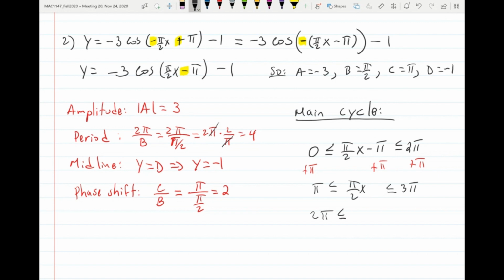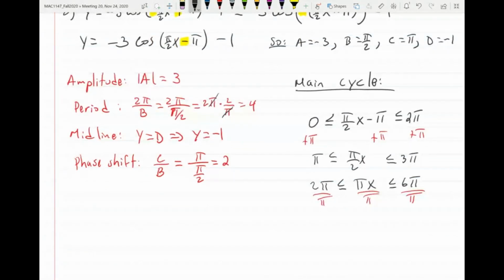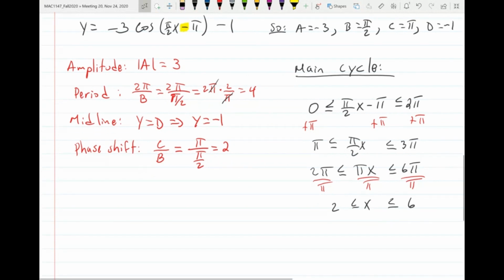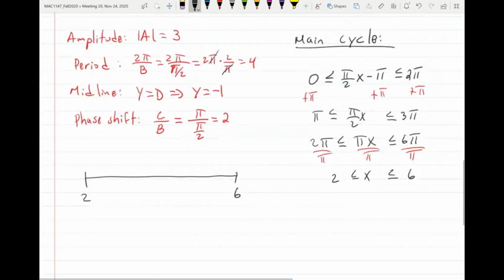So we get 2 pi between pi x divided by 6 pi, and now we divide everything by pi to solve for x. So we get that x must be between 2 and 6, okay? So as we mentioned, here we have 2, 6, so that's the main period. That's what the main cycle is going to be, and now we just need to split this into 4 equal pieces so that we can figure out the key points, okay? So split into 4 equal pieces.